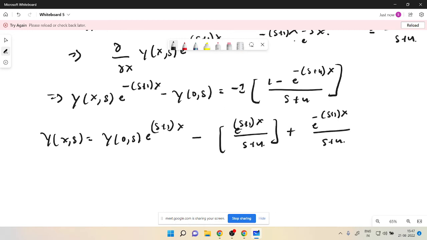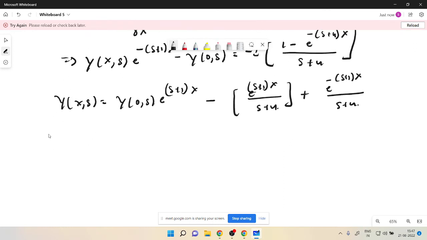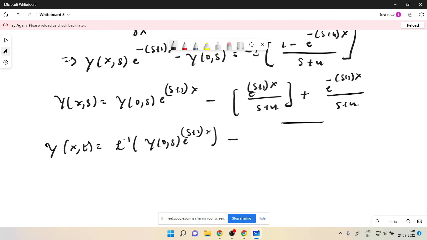Okay, now we have to take the Laplace inverse of this. So this will be y of x comma t, the L inverse of Y of 0 comma s. We can't take the Laplace inverse of this actually.